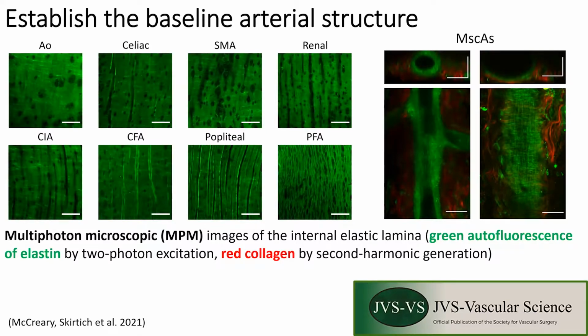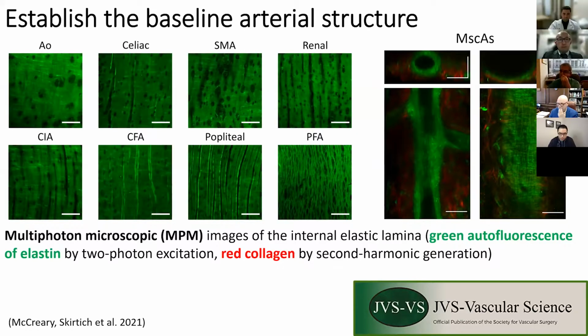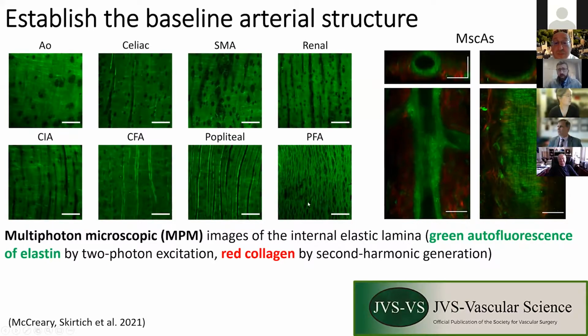And for anyone interested, we published this survey, this detailed look at the internal elastic lamina and the extracellular matrix in general of various arteries within the arterial tree in the JVS Vascular Science. What I would highlight here is that most arteries, as expected, share a pretty similar structure of the internal elastic lamina being a thick sheet of elastin punctuated by small fenestrations.